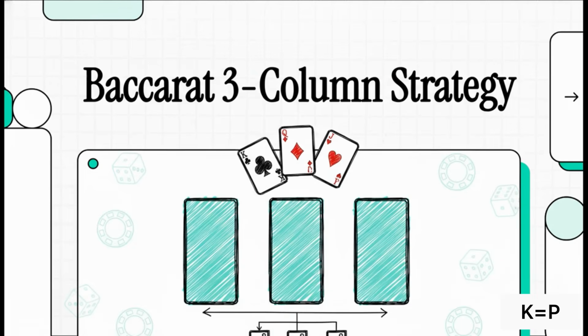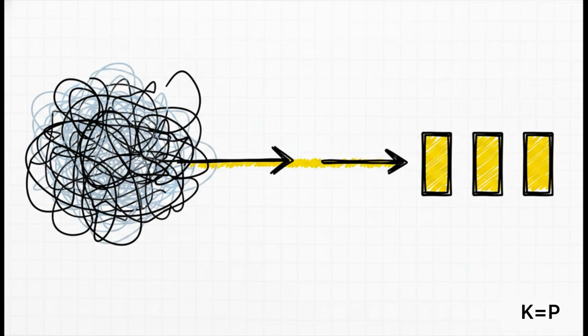Ever look at a Baccarat table and wonder if there's a method to the madness? Well, today we're going to dive deep into one popular system. It's called the three-column strategy, and we're going to visually deconstruct it step by step to see exactly how it works. And believe me, there are tons of strategies out there that try to answer that question.